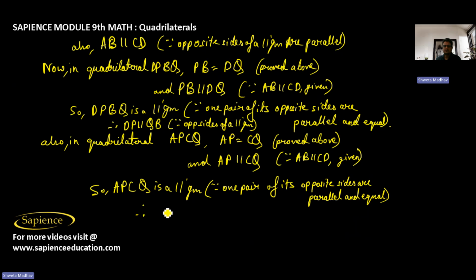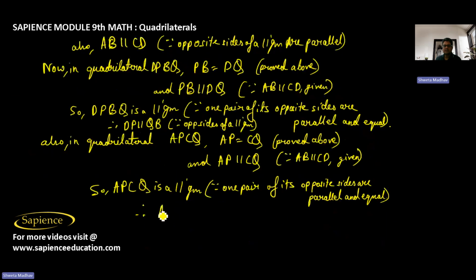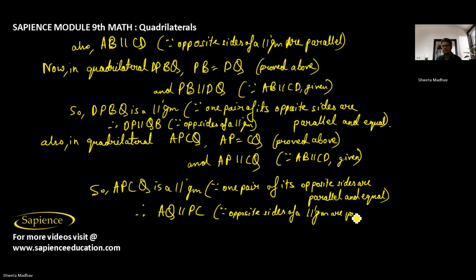So therefore, we can also say that AQ is parallel to PC. Hence, opposite sides of a parallelogram are parallel.